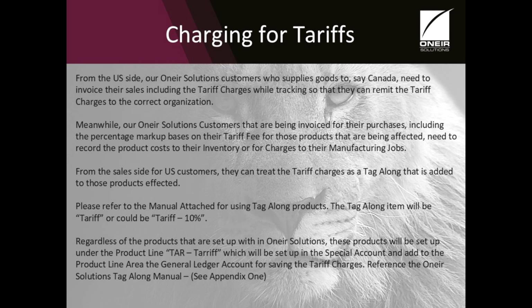What makes this feature powerful is its flexibility. Tariff charges can be customized and are automatically categorized under a specific product line called Tariff. This ensures transparency and simplifies the process of remitting these charges later. If you're unfamiliar with tag-along products, don't worry, our detailed manual walks you through every step. Check out Appendix 1 for more details.